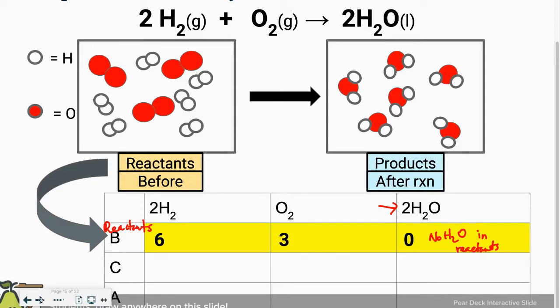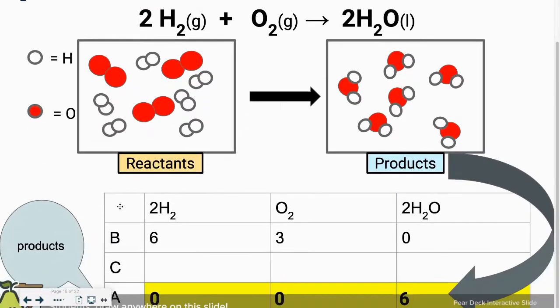All right, then step 2 is to fill in the after line. Okay, this represents the after. And this is the products are after the reaction. So after the reaction, if we count here, we have 0 H2. We have 0 O2. There's no H2 or O2, but we have 6 water molecules.